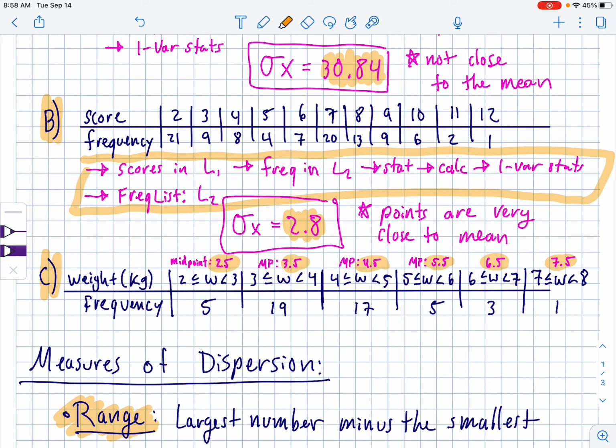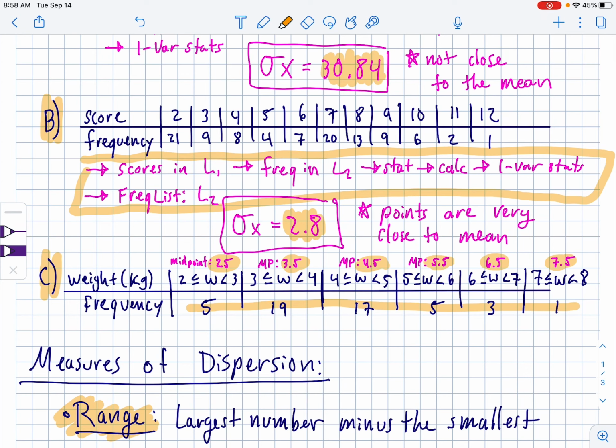So I'm going to hit stat, edit. I'm going to clear L1 and L2 because I'm using brand new data. And then in L1, I'm going to put 2.5, then 3.5, then 4.5, then 5.5, then 6.5, then 7.5. In L2, we're going to put these guys, our frequencies: 5, 19, 17, 5, 3, and 1. Then stat, calc, 1var stats.